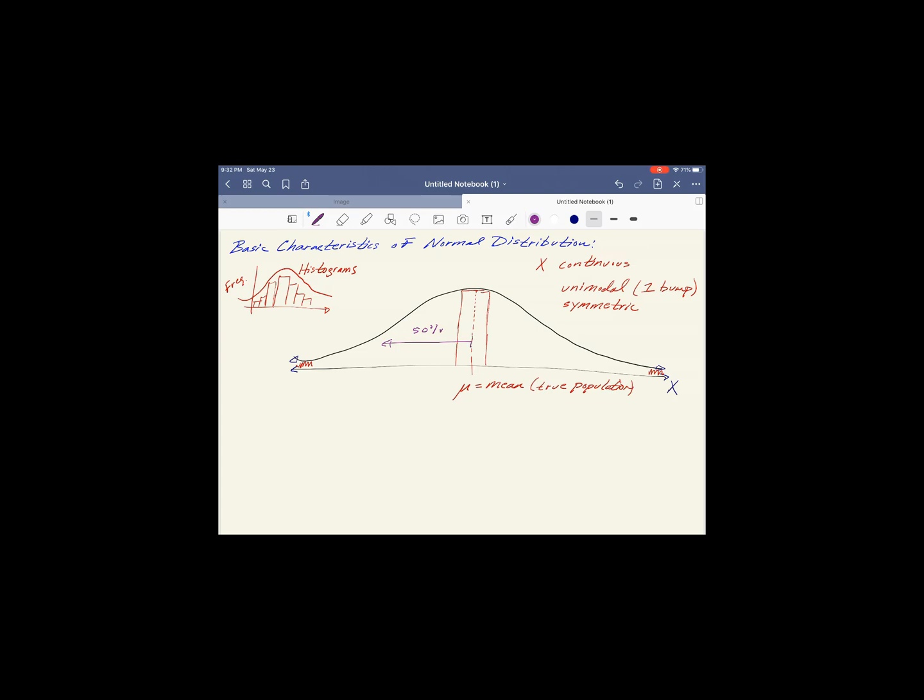On the left-hand side of the mean, we have exactly 50%. On the right-hand side of the mean, or the center, we have exactly 50% because, again, we have symmetry. And again, 100% of the items that can occur are up under this curve. It's being represented by the height of this curve, or the area under this smooth curve.